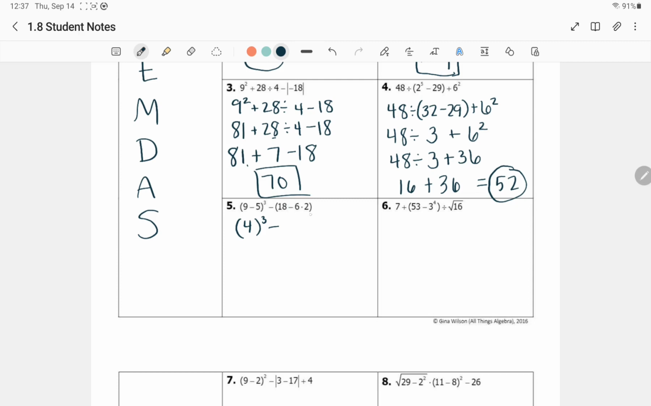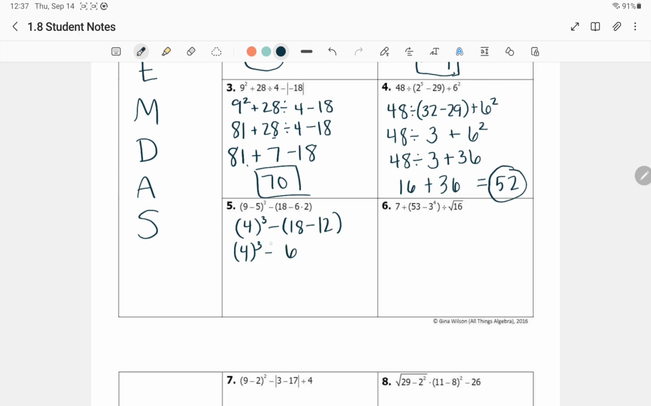And it's in the parentheses, but the multiplication comes first. So it's 18 minus what's 6 times 2 is 12. I'm just going to rewrite so that, and I'm going to do one step at a time because it helps me. 18 minus 12 is 6.